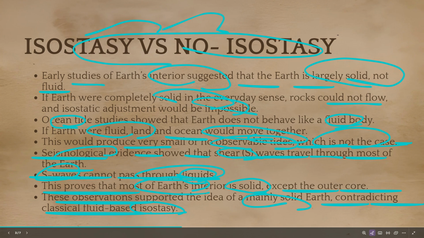And after that, they ran a test in which S waves were passed through the Earth's internal structure, and they passed mostly through it. But we know that S waves cannot pass through liquids. So because of this test, we concluded that Earth is mostly solid, except for a very small part present inside the core. That small part is liquid. Otherwise, Earth is fully solid. But this contradicts classical fluid-based isostasy, because isostasy cannot occur if the liquid part is inside the core only.